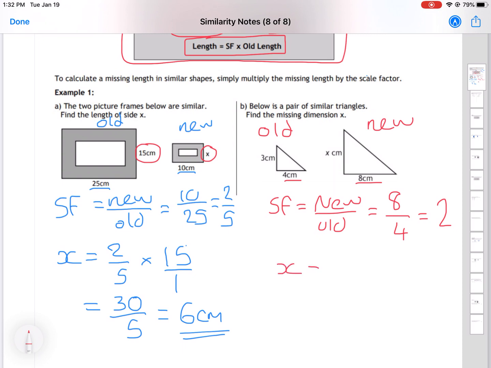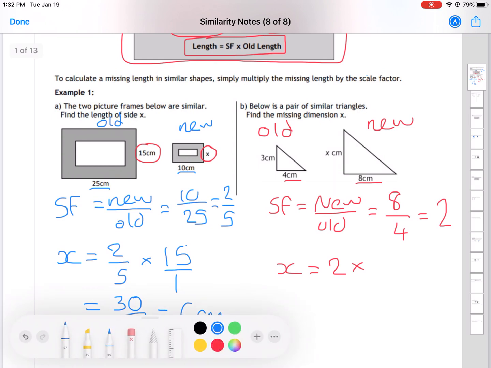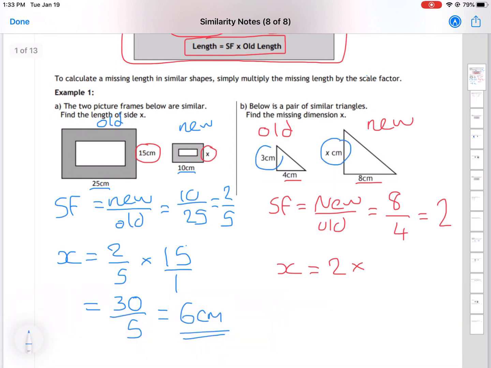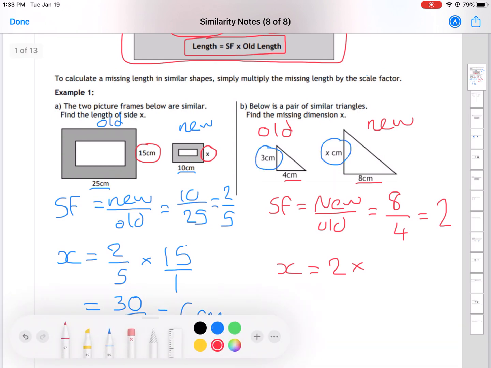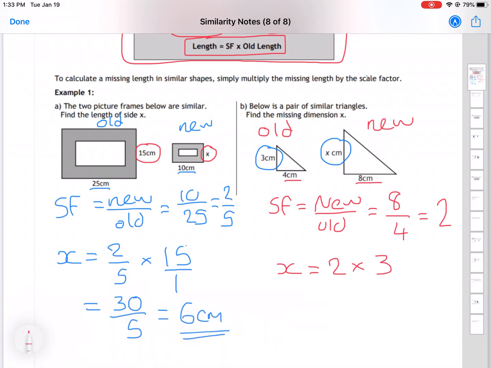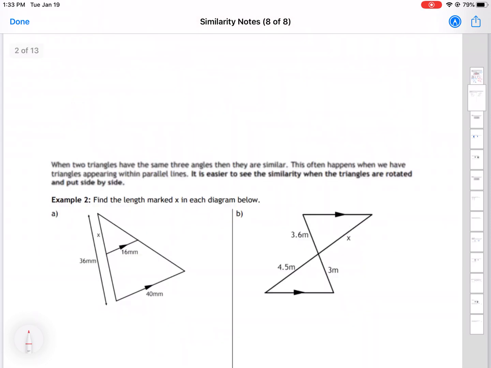We take that scale factor of 2 and we times it by the length that matches up to the x. X is the height of the triangle, so the height of the first triangle is 3. 2 times 3 then, giving me 6 centimetres again. Okay, a coincidence that this one is also 6.